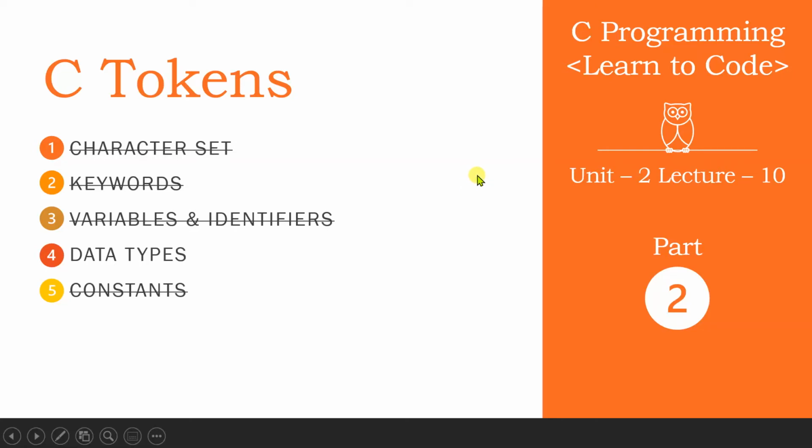Hello and welcome to the course on C Programming Learn to Code series. This is the 10th lecture of Unit 2 and in this lecture we will continue our discussion on C tokens. This particular lecture is dedicated to the discussion of data types. So let's begin.